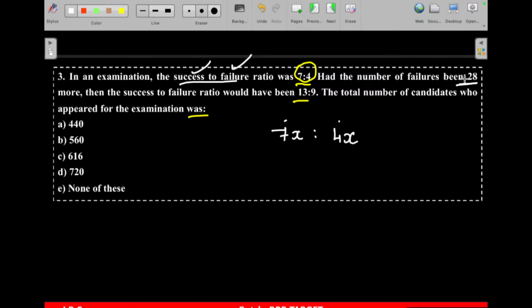What is this? Success and failure. Now at the number of failure being 28 more, initially 4x is the failure. Now failure is extra, 28 extra. Then the success to failure ratio is 13:9. The total number of candidates who appeared in the exam I need to find out. Very simple question, you try to do it first. Only you have to take that comparison. You try to do it and I will explain. Easy question, not so difficult, but you try first.